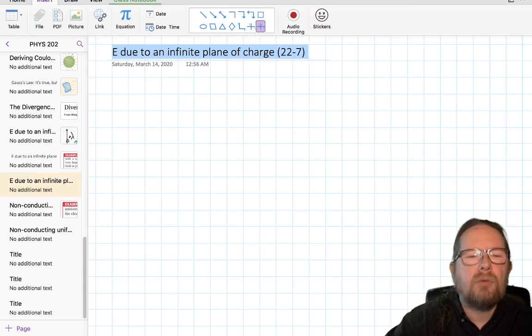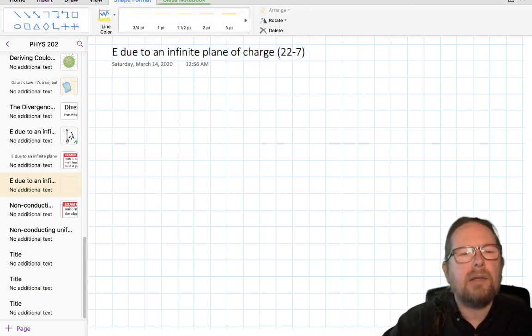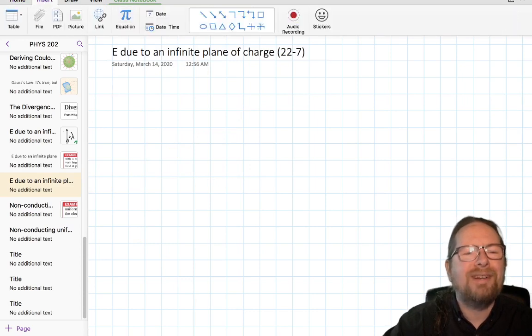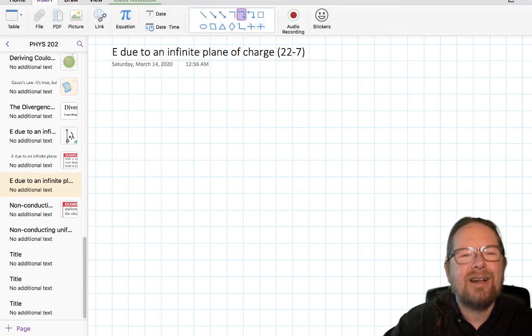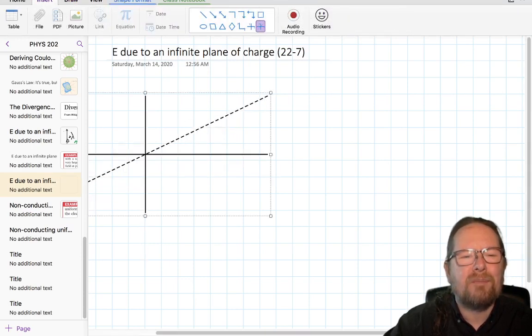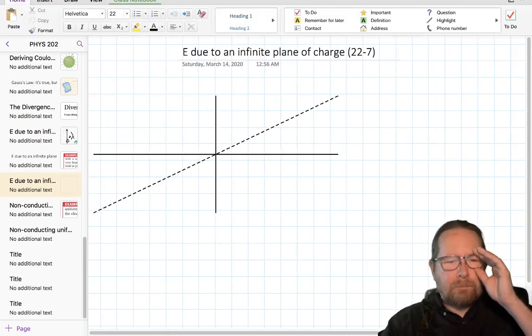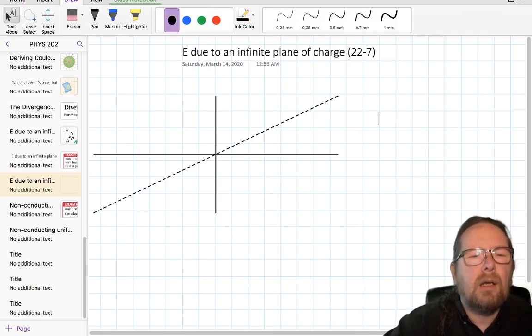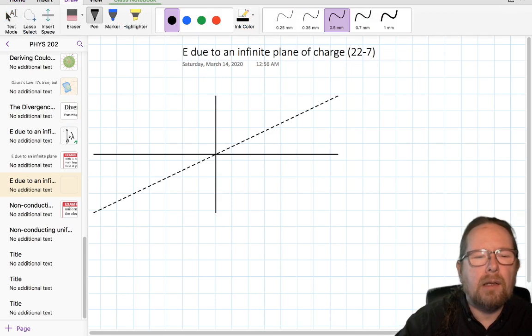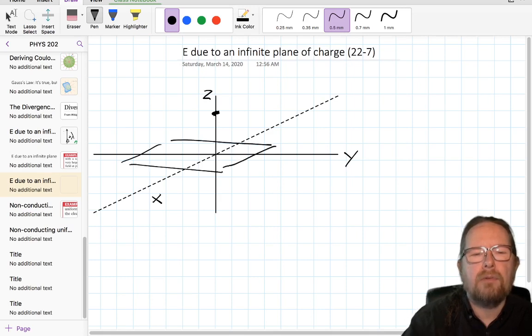Let's create a three-dimensional coordinate system. There we go. If we're talking about an infinite plane, it makes the most sense to just put that infinite plane in the xy plane in Cartesian coordinates. So we can consider a plane of charge, and we're going to position ourselves at some point P above that infinite plane of charge.